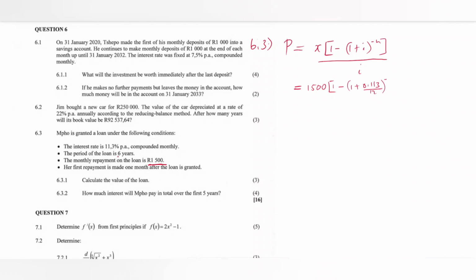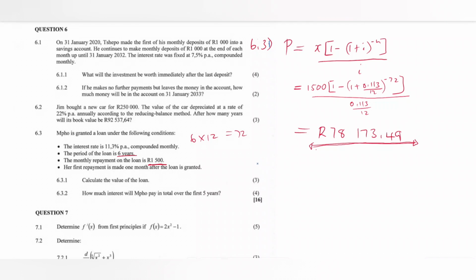All raised to the power negative. The loan is paid over 6 years. So we check number of months that are in 6 years. That is going to be 6 times 12, which is equal to 72. Then divided by the interest rate, which is 0.113 over 12, like this. And we can punch it on our calculators straight. It will give us 78,173.4.